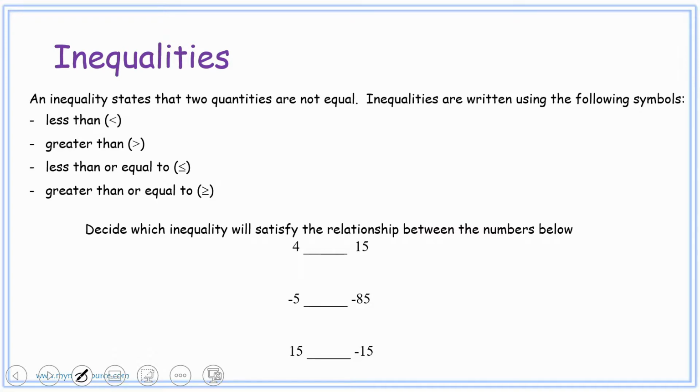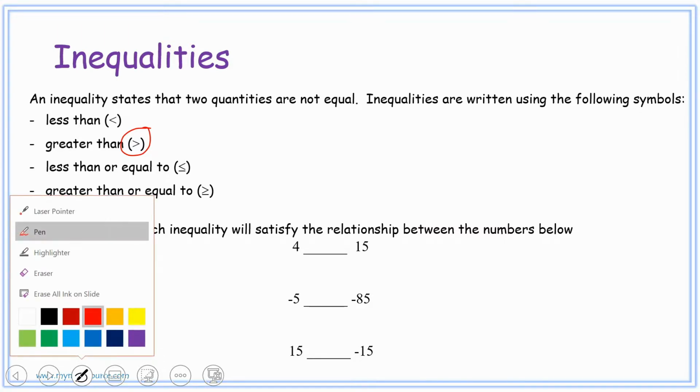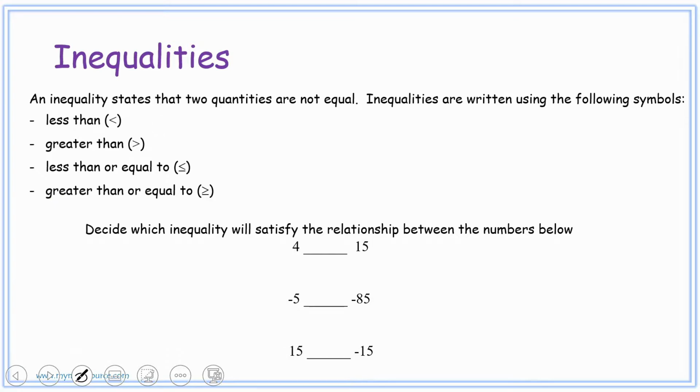All right, so 4 is what than 15? Well, we know it's less than, and so we know the less than symbol. So we know that the 4 is less than the 15, so we want to choose the less than symbol there. And so less than goes in between. Look at the inequality, it's pointing down to the small number and opening up to the bigger number.